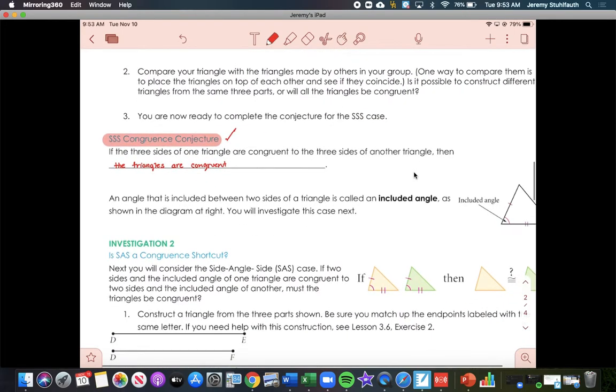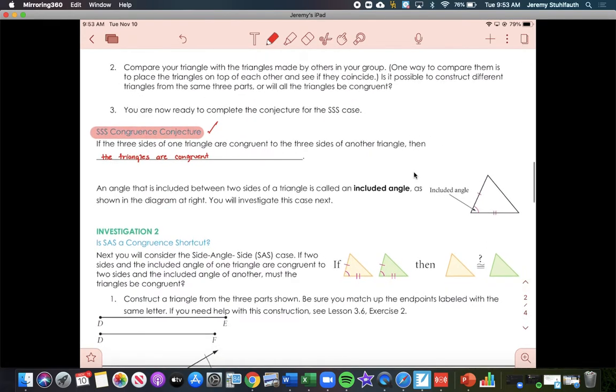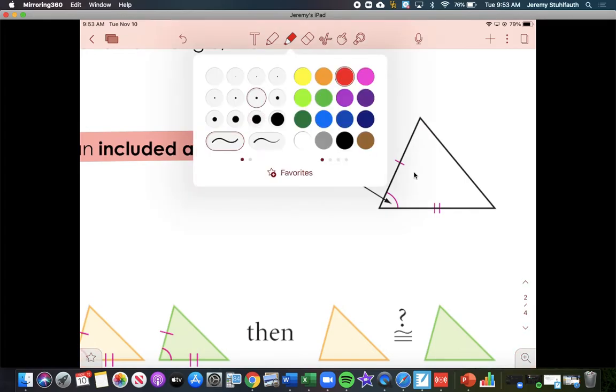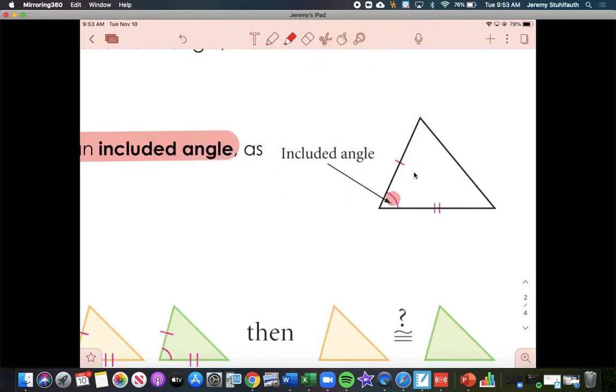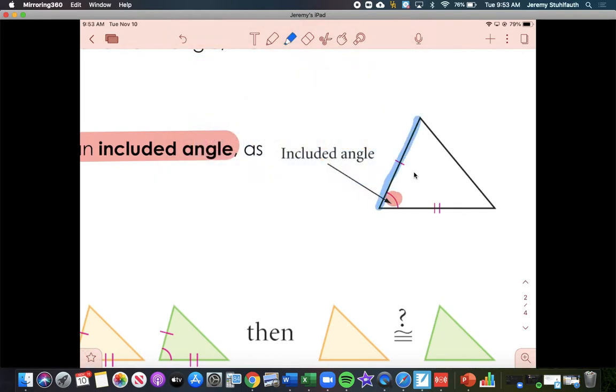Now, before we look at the next ones, we need to talk about a vocab word, and that is, what is an included angle? An angle that is included between two sides of a triangle is called an included angle. If you look at this example right here, you'll see that you have this angle right here, and it is between these two sides, this side and this side.